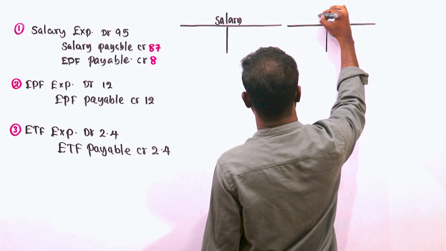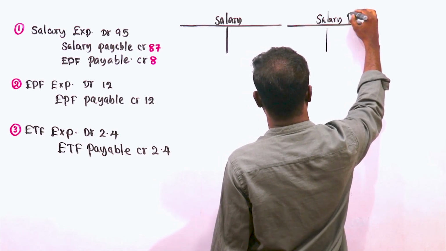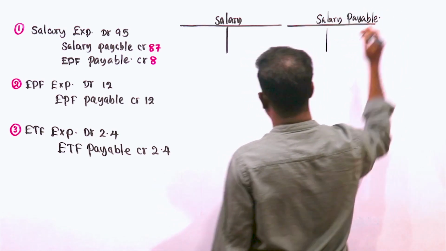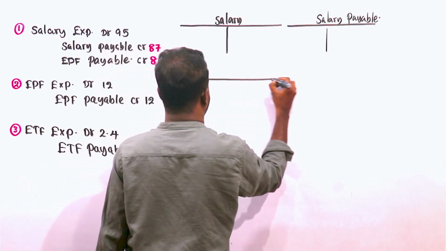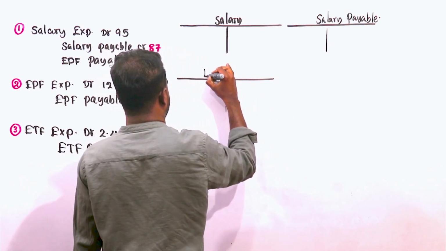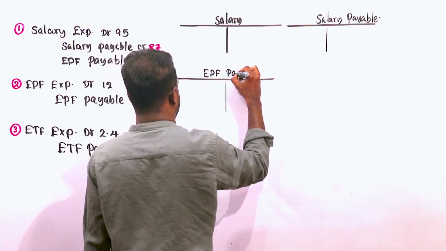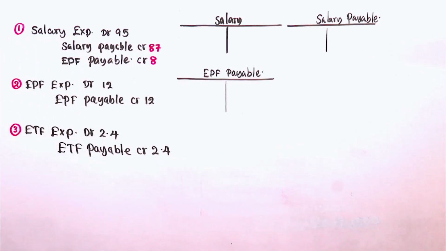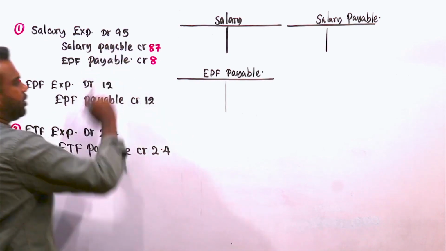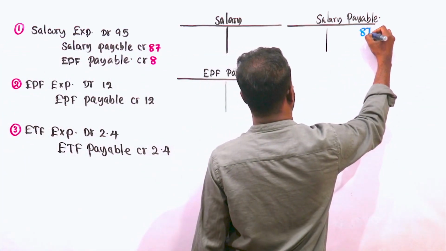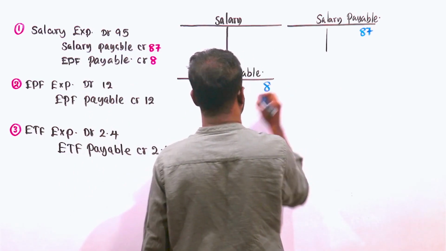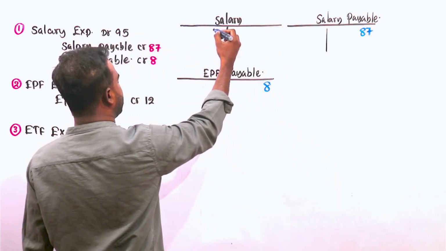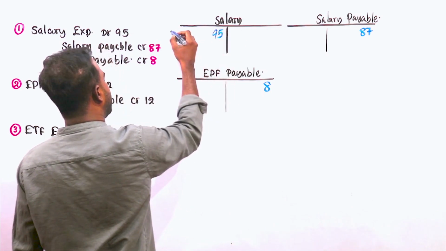Salary payable and EPF payable. Record the double entries in ledger accounts. Salary payable credit, 87. EPF payable credit, 8.